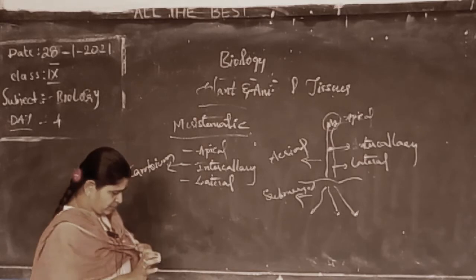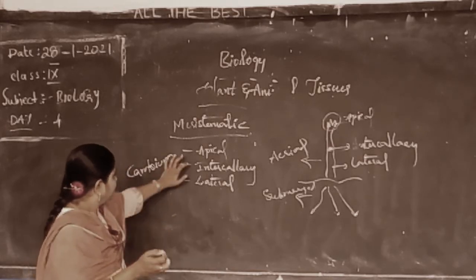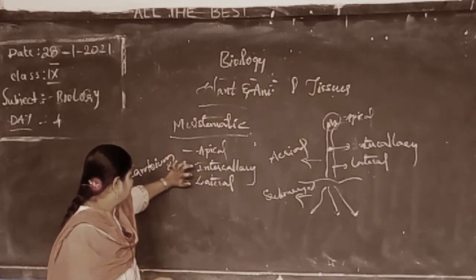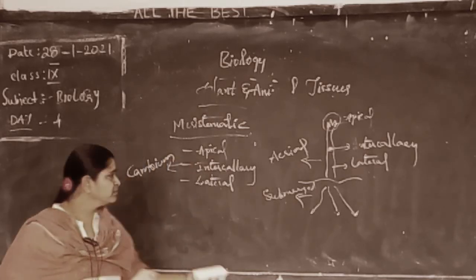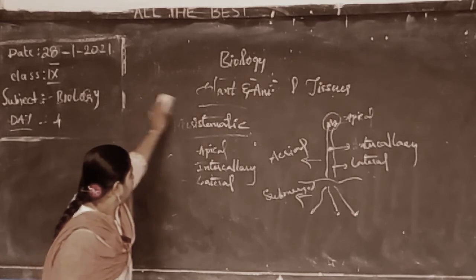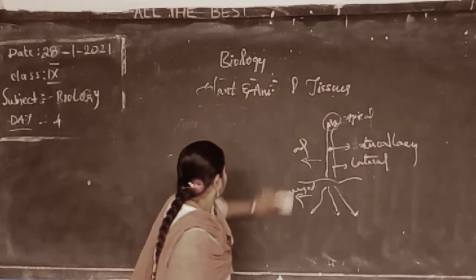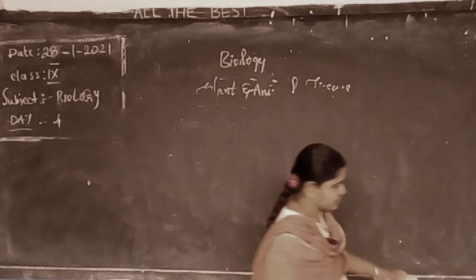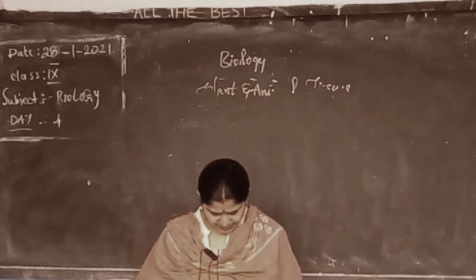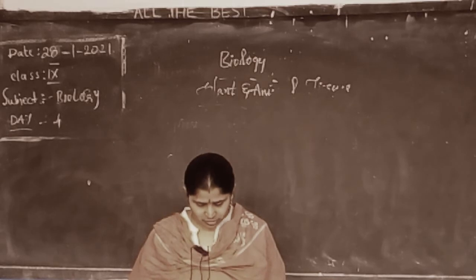Okay? These are the major categories: apical, intercalary, and lateral meristematic tissues. That's all about meristematic tissue. Very simple. Okay? And I think for this day, the session will be closed. For this topic, this session will be closed.